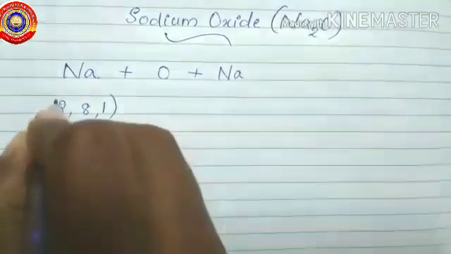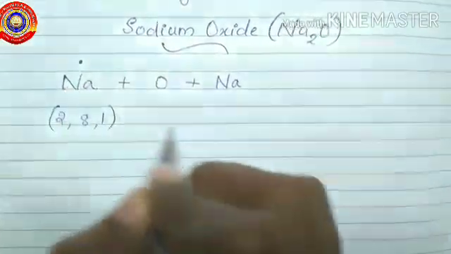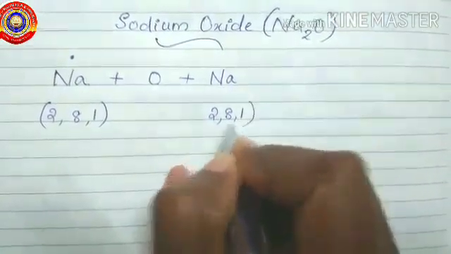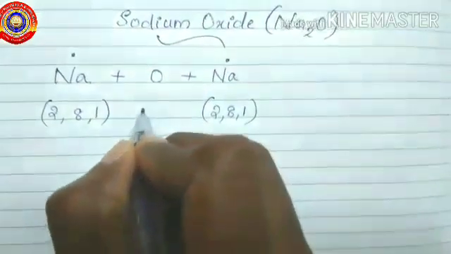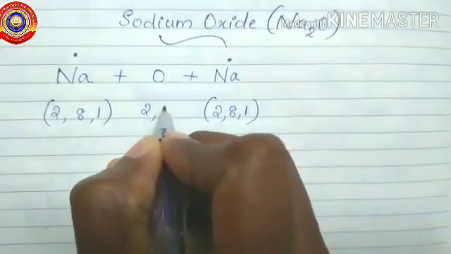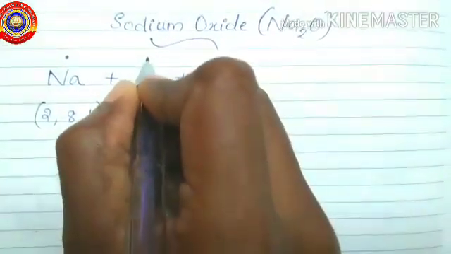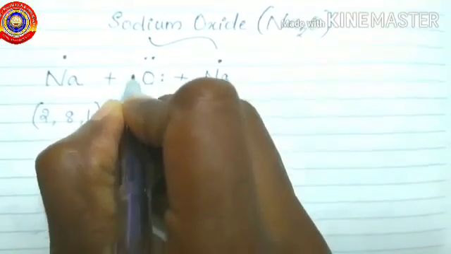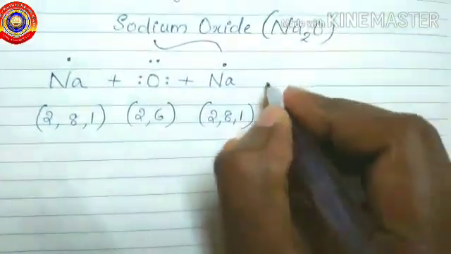2,8,1 and indicate the dot with the number of electrons present in the outermost shell. Here the number of electrons is 1. So you have to represent 1 electron on the top of the sodium atom. Oxygen has an electronic configuration 2,6. Now represent the 6 electrons on the sides of oxygen atom. Now complete the electron dot diagram of sodium oxide.